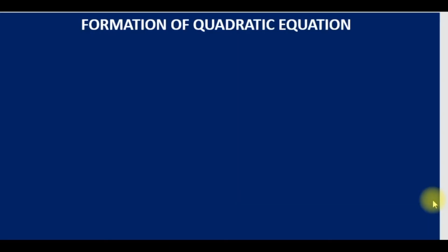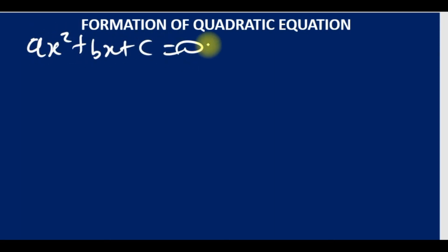Okay, we're on formation of quadratic equation. You might be given the roots of a quadratic equation and you are asked to form the quadratic equation that has those roots. So today we're going to derive it and know how to do it. We've known that a quadratic equation is of this general form, ax squared plus bx plus c equal to 0. We've known this.